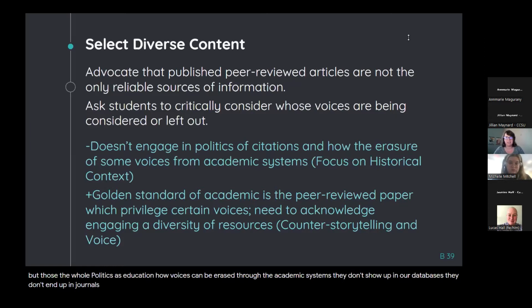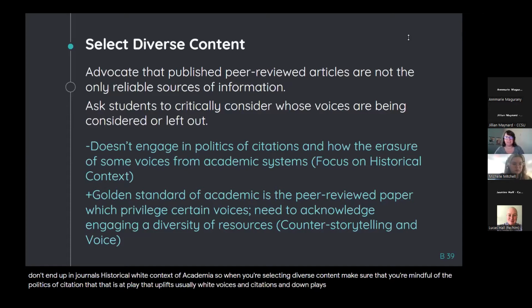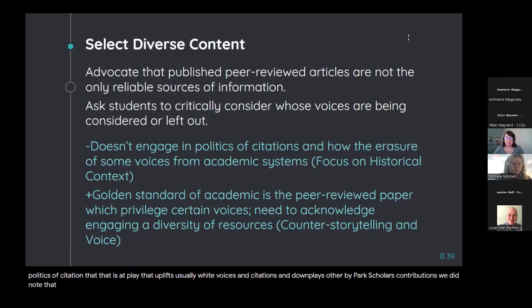Because of that kind of historical white context of academia. So when you're selecting diverse content, make sure that you're mindful of the politics of citation that is at play, that uplifts usually white voices in citations and downplays other BIPOC scholars' contributions. We did note that advocating against just the peer-reviewed articles does help with counter storytelling and voice.